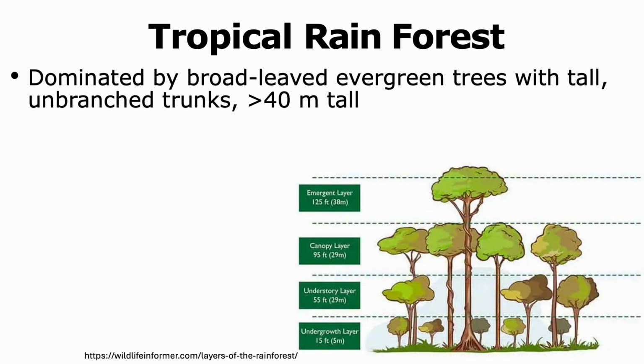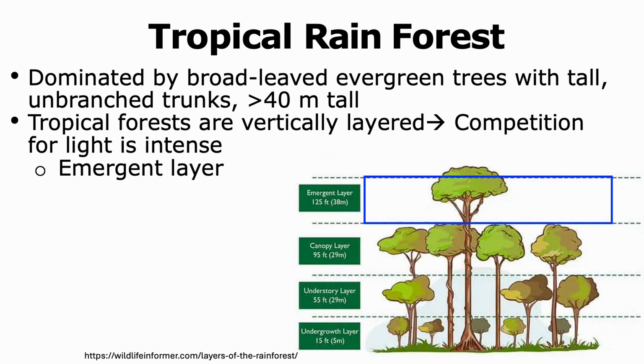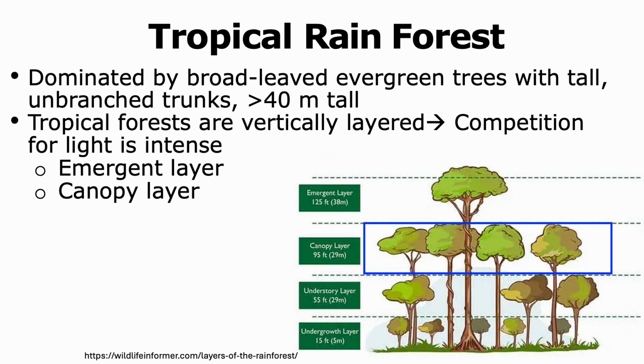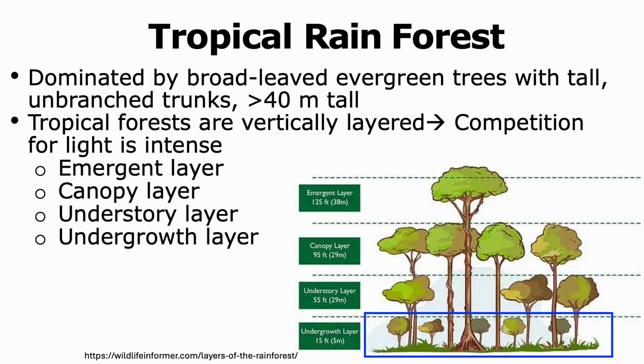The tropical rainforests are dominated by broad-leaved evergreen trees that have tall, unbranched trunks. Some of them can be more than 40 meters tall. The tropical rainforest is vertically layered, similar to a temperate deciduous forest. The competition for light is very intense among the different plants that are present in a tropical rainforest. The different layers present in the forest: the topmost is the emergent layer. The trees that are present in this layer are able to get sunlight directly. Below the emergent layer is the canopy layer. Below the canopy layer is the understory layer, and the lowest layer is the undergrowth layer.